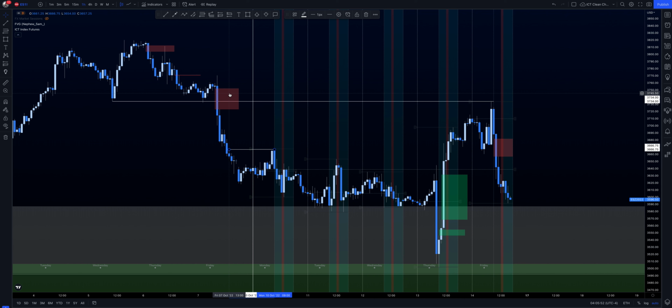And because we didn't have any signs or indication that we are turning around, the bias is always going to be erring on the side of continuation. So that's to the downside. So the first trading opportunity was 9 a.m. on Monday, and you can see this fair value gap here.